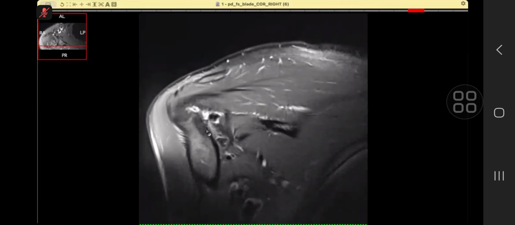So, in summary, in these MRI FATSAT coronal images, there is again appreciation of low intensity areas in the joint space. So further confirming my diagnosis of synovial osteochondromatosis.